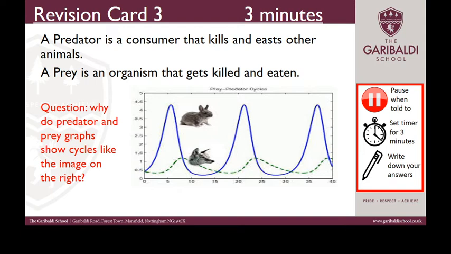Remember, you have to scientifically explain why the graph looks like this. Don't explain what you can see on the graph. Why does the graph look like this? So press pause, set your timer for 3 minutes. Pause now.